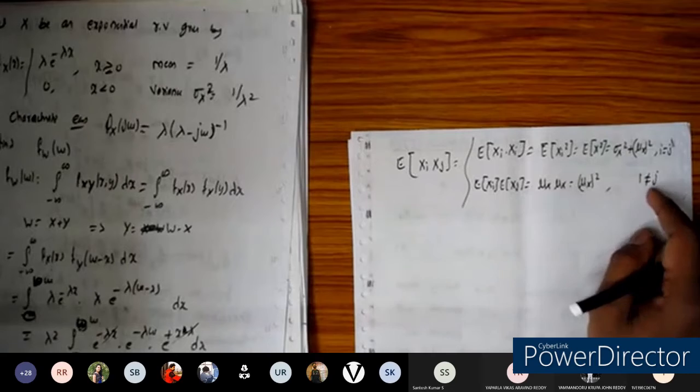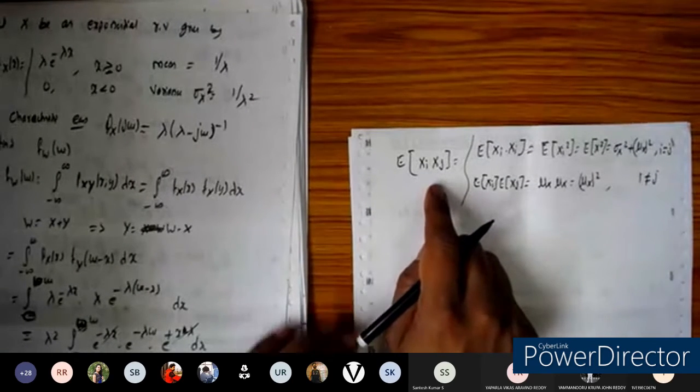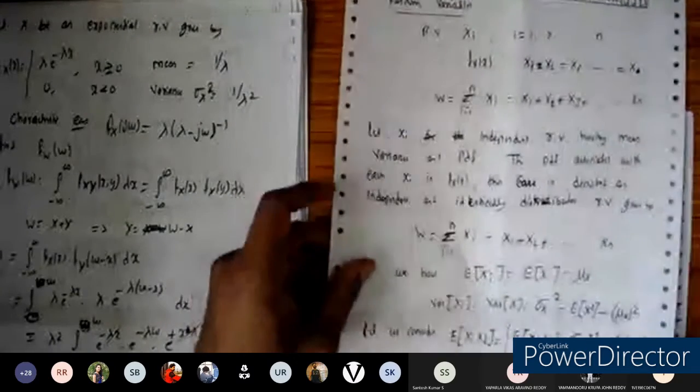This is the case for i is not equal to j. So this is the case we are going to consider here. Now I'm going to extend the cases for the different values of n. I'm going to extend here, so getting the concept right.